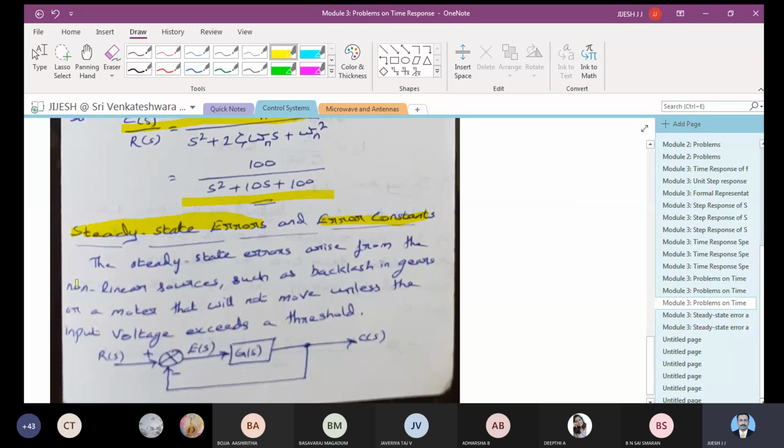So these are non-linear sources such as backlash and gears. So in a practical scenario, when you are functioning with any device, you will come across steady state errors and error constants. When you are in an industry, or you have a mechanism to adjust the working principle of a flight and all those things, you have to see whether any errors are getting generated, or everything is going fine.